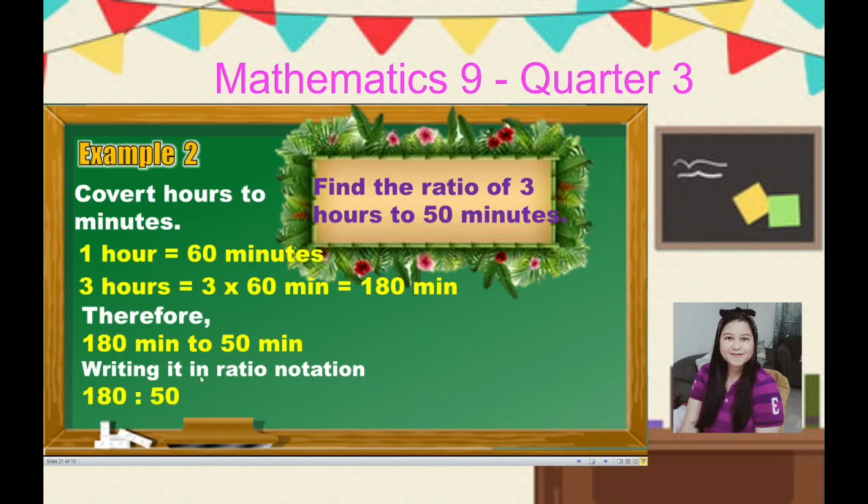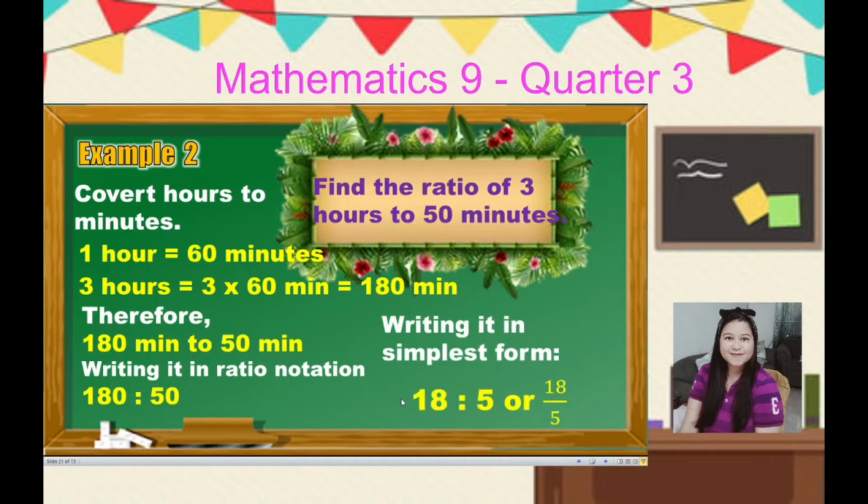180 is to 50. So, as you can see, we can also simplify 180 is to 50. So, ano po ang number na pwede nating i-divide sa 180 at saka sa 50? So, that will be 10. So, pag sinimplify po natin, divide natin yung 180 sa 10 at saka yung 50 sa 10. So, that will be 18:5. Or writing it in fractional form, that will be 18/5.